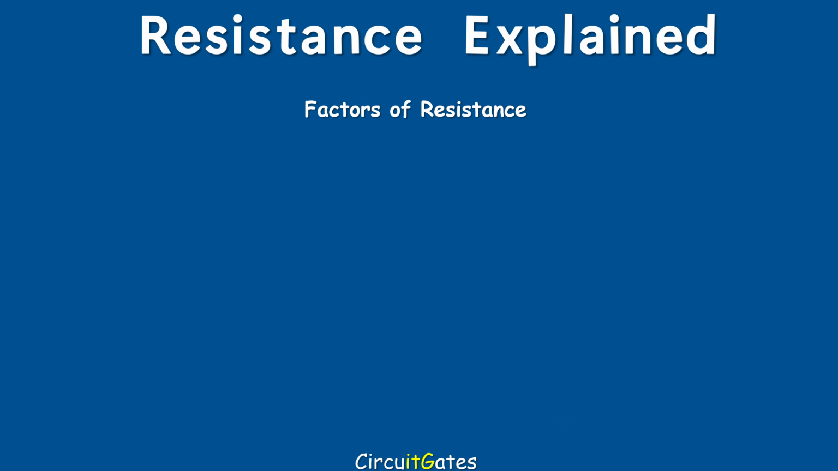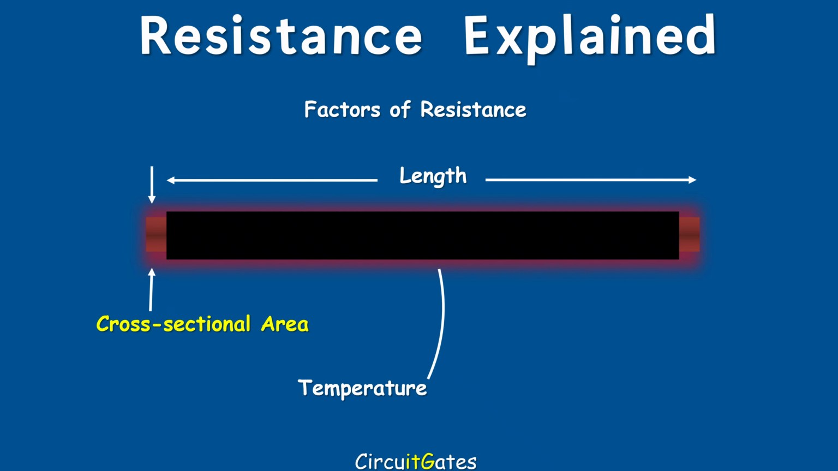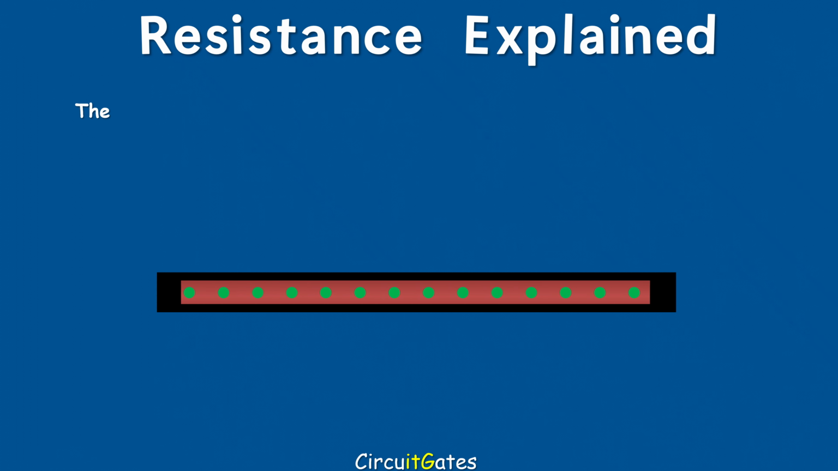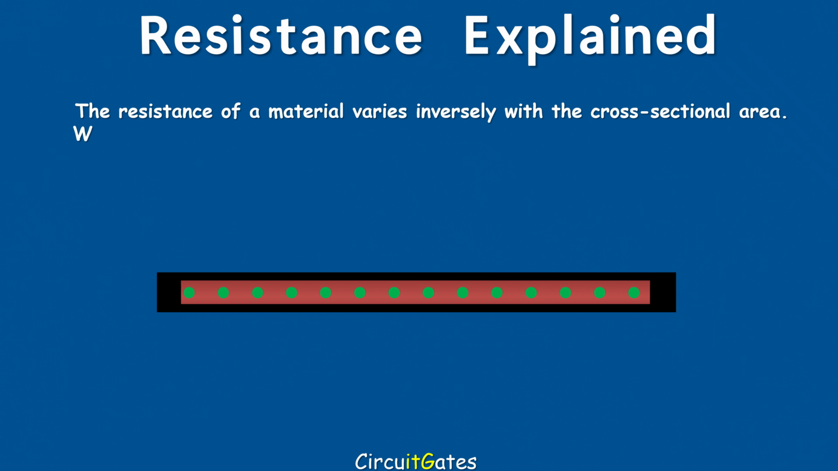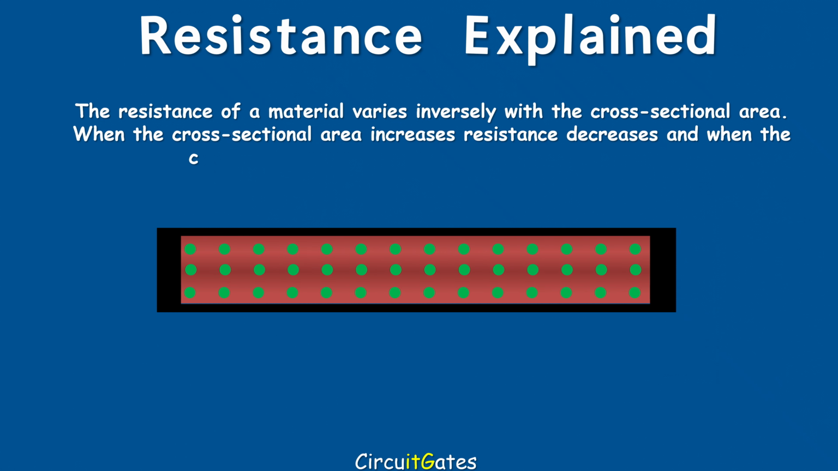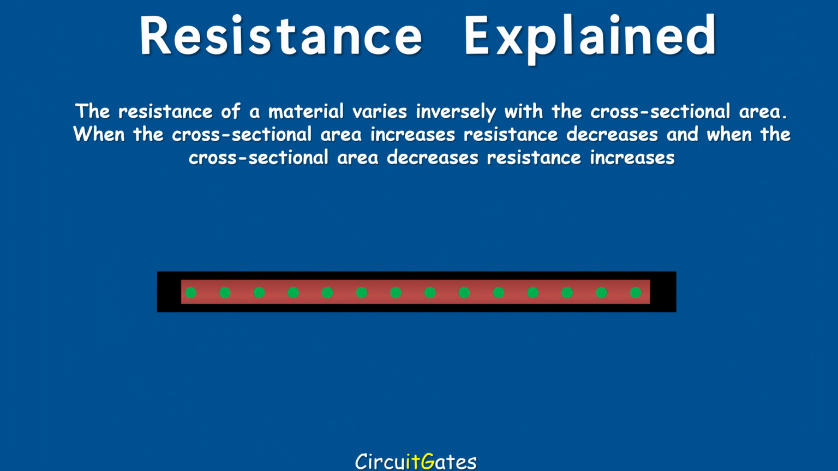There are factors that we can adjust to change the resistance of these materials, that are cross-sectional area, length, and temperature. Let's look at each of the factors that affect the resistance of a material, while other factors are kept the same. Let's start with the cross-sectional area. The resistance of a material varies inversely with the cross-sectional area, which means that when the cross-sectional area increases, resistance decreases, and when the cross-sectional area decreases, resistance increases.